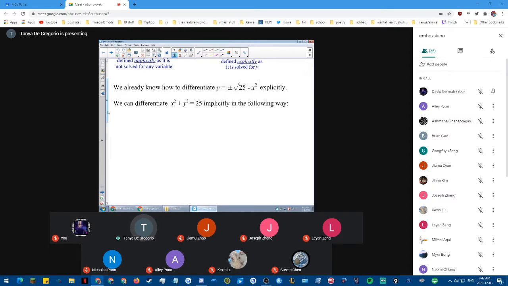So I have x squared plus y squared equals 25. What we're going to do is use the chain rule. The derivative of x squared is just 2x, nothing crazy there. And then we take the derivative of y squared, which is 2y, and then we multiply by dy/dx, and then equals 0.